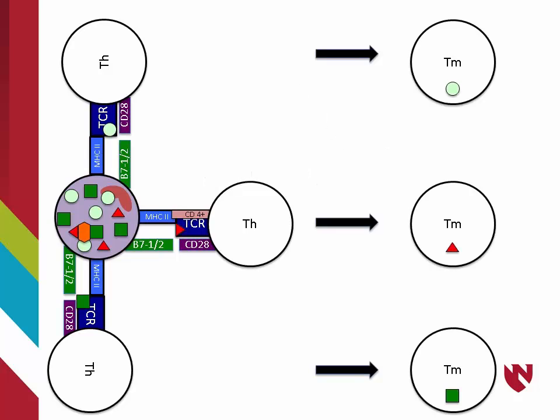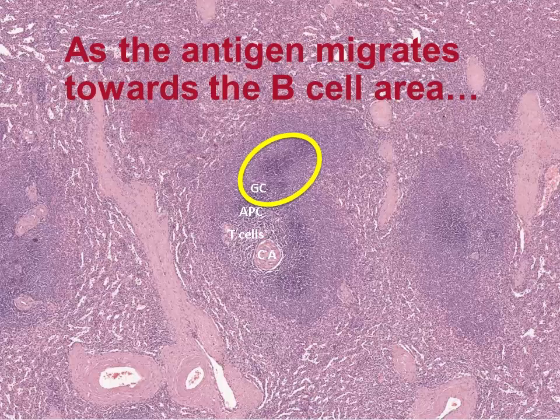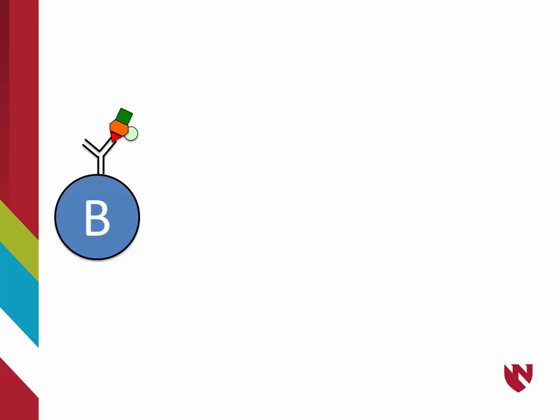Here you can see the TH cells proliferating into T memory cells specific to the receptor. As the lysate continues to percolate away from the central artery, it will encounter the germinal center, or B-cell-rich area. If the viral epitopes are still present at this point, the surface IgG, which is the B-cell receptor, may specifically bind, internalize, and process them.